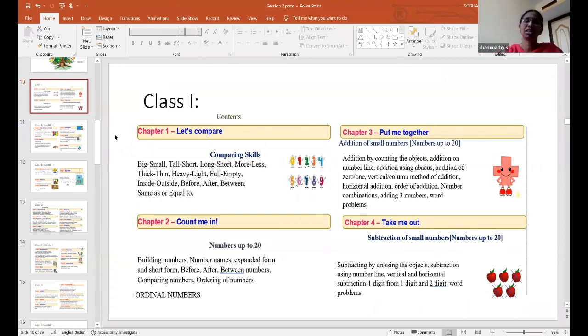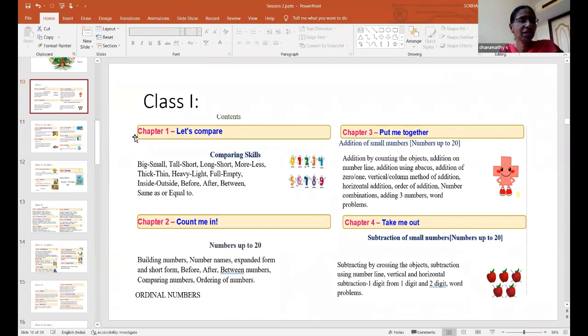Of course, it is horizontal and vertical addition. In fact, we are not specifying exactly as horizontal and vertical addition. Instead of that, it is only the arrangement which is done vertically and horizontally. Then order of addition. When they add 2 numbers and more than 2 numbers, the sum remains the same.